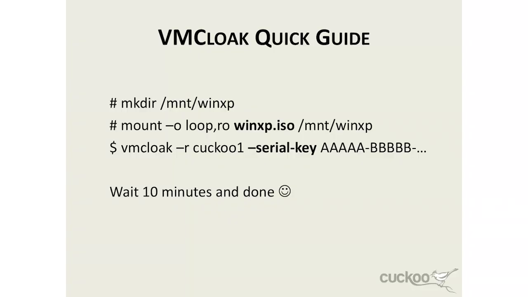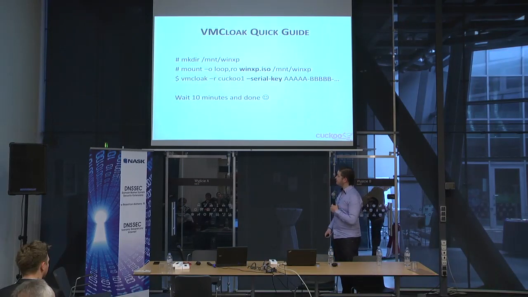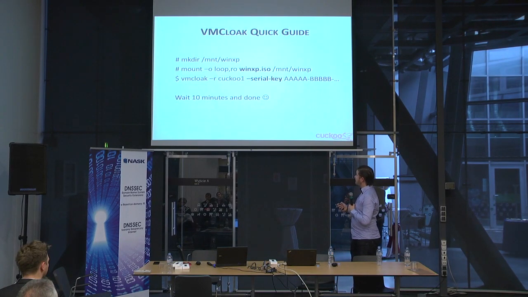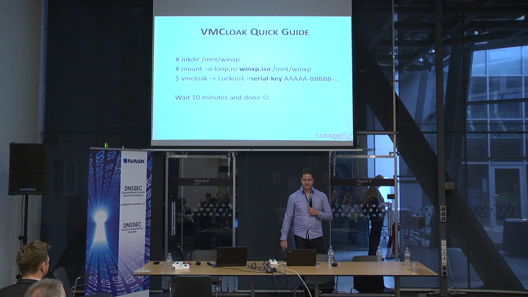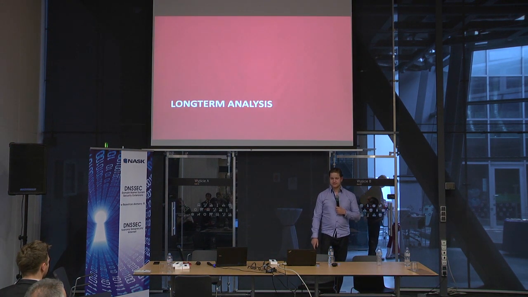So this is a quick guide to use it. You need to mount the Windows installer thingy. So you make directory blah blah, and then you run VM cloak with the recommended settings, the VM name, the serial key, and that's it. So what used to take up to 2 hours, especially the first time, is now a matter of a few seconds, excluding coffee time.